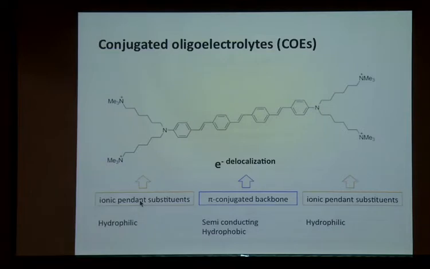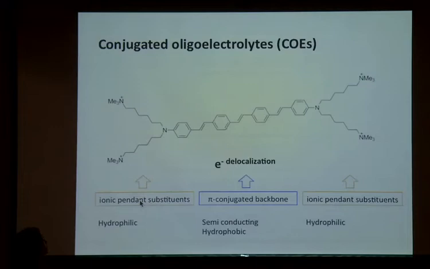COE is a synthetic molecule that's described by a pi conjugated backbone and two ionic pendant substituents at the end of the backbone. In a pi conjugated backbone, the electrons in a pi orbital, which is perpendicular to the other three sigma bonds, are highly mobile, making this part semiconducting. The two ionic pendant groups on both ends of the backbone are ionic substituents that ions can easily associate and dissociate from. The structure of the COE makes it unique: it has a hydrophobic backbone with two hydrophilic ends.